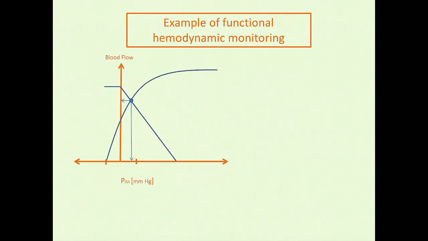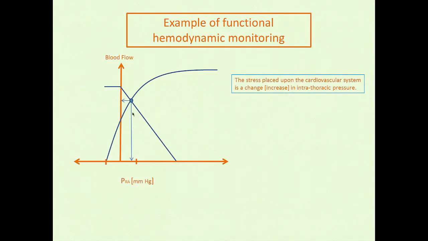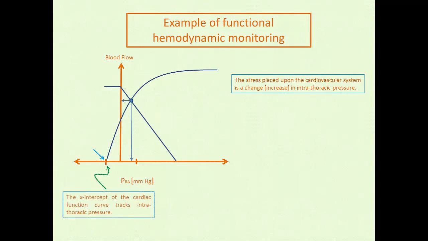So this is an example of functional hemodynamic monitoring. What we do is we're going to stress this system, and the response is we're trying to assay whether or not your venous return curve is intersecting the cardiac function curve on its ascending portion. We want to know that it's on the ascending portion because then we'll know whether or not the patient will respond to a fluid challenge.